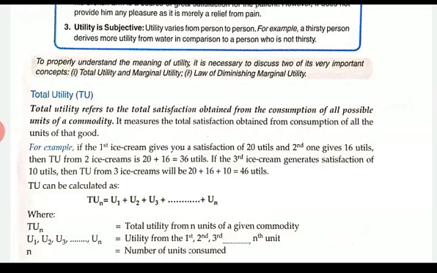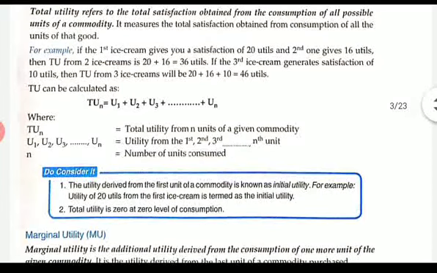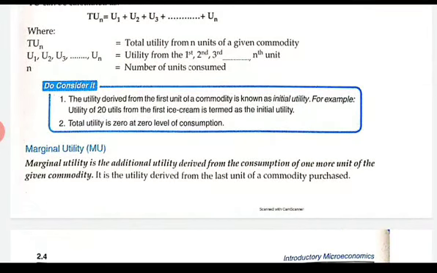So TU can be calculated as TUn equals U1 plus U2 plus U3 plus up to Un. It can go up to the nth unit of the commodity. Okay. So TUn is the total utility from n units of a given commodity, U1, U2 are the respective utilities, and n is the number of units consumed. Total utility is the overall utility.